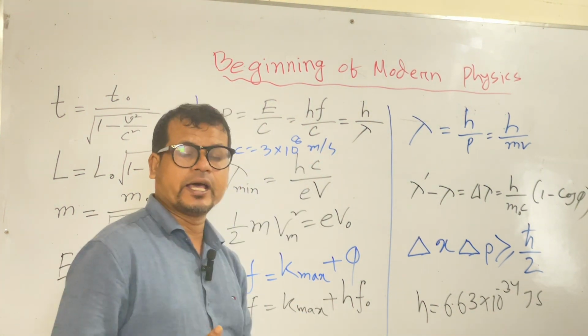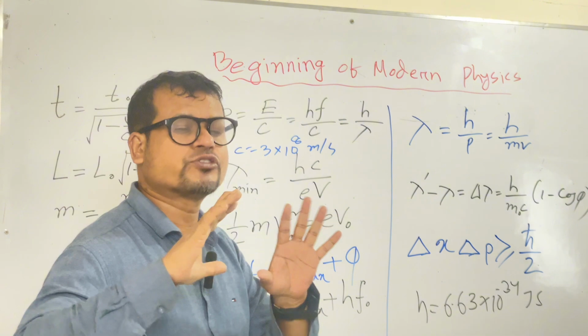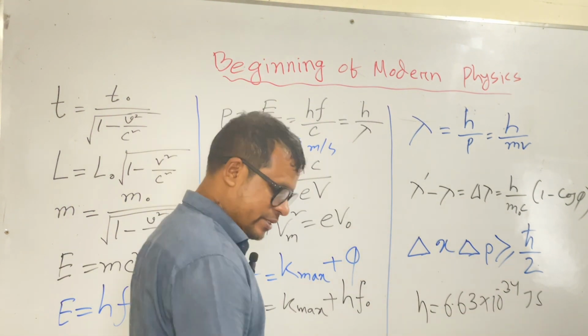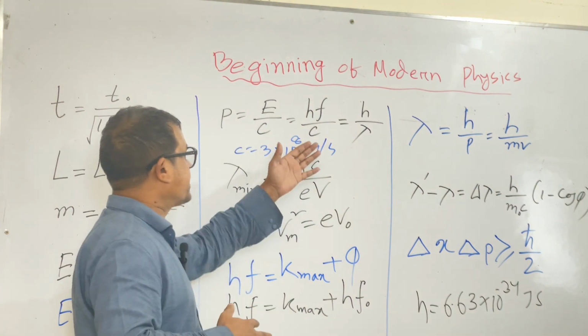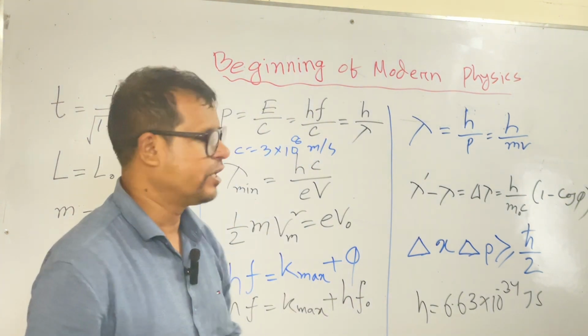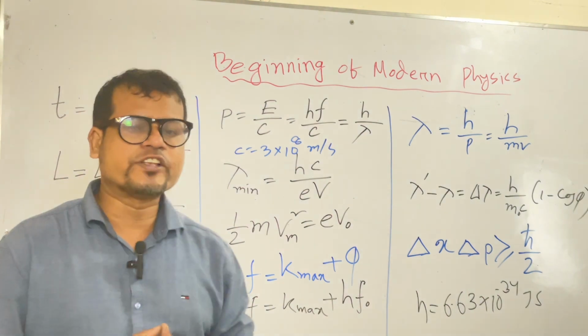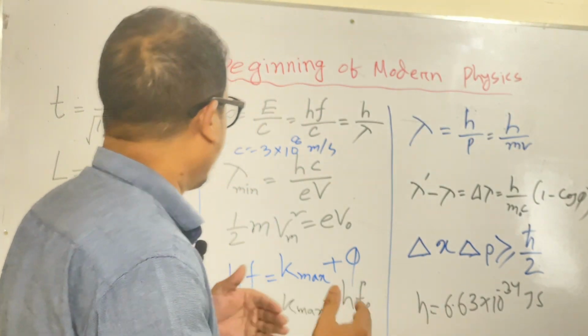C is the velocity of light. This value is 3 into 10 to the 8 meters per second. You can write down E equals hf. f is frequency. Then p equals hf over c, where f is frequency.